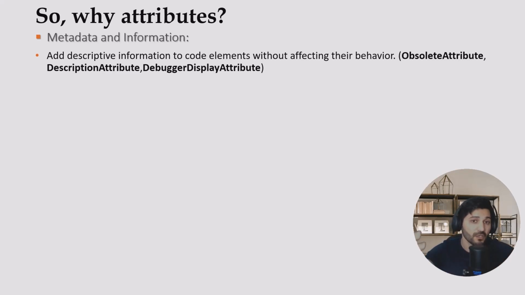For example, create any method and just add the obsolete attribute on it. You will see that you are not doing any additional logic inside your method, but it is possible for you to somehow add descriptive information to your method.